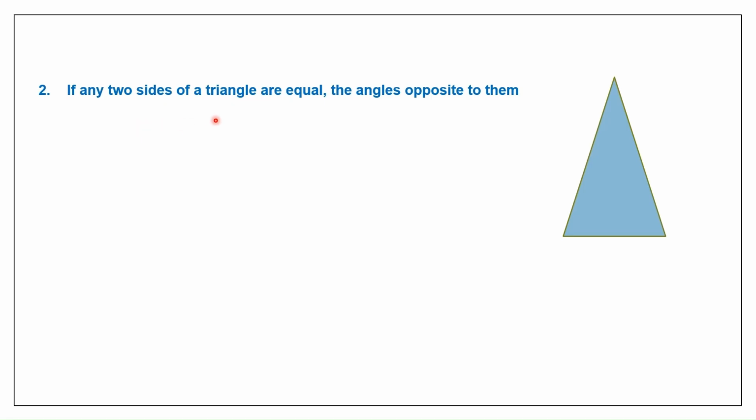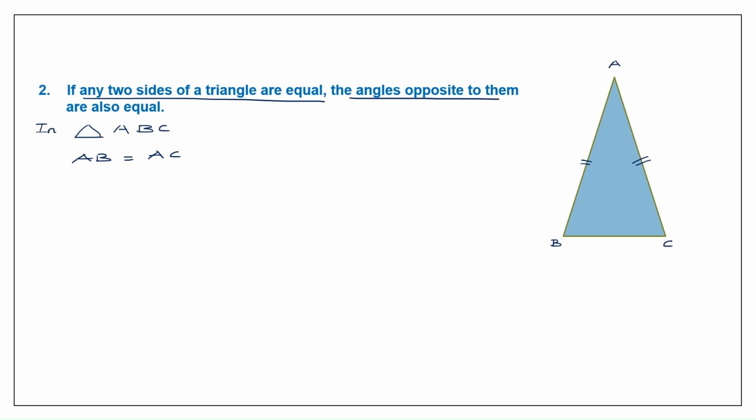Now the second relation is if any two sides of a triangle are equal, the angles opposite to them are also equal. So here let's take triangle ABC in which AB is equal to AC. So in triangle ABC, side AB is equal to side AC. So here it says if any two sides are equal, then the angles opposite to them are also equal.